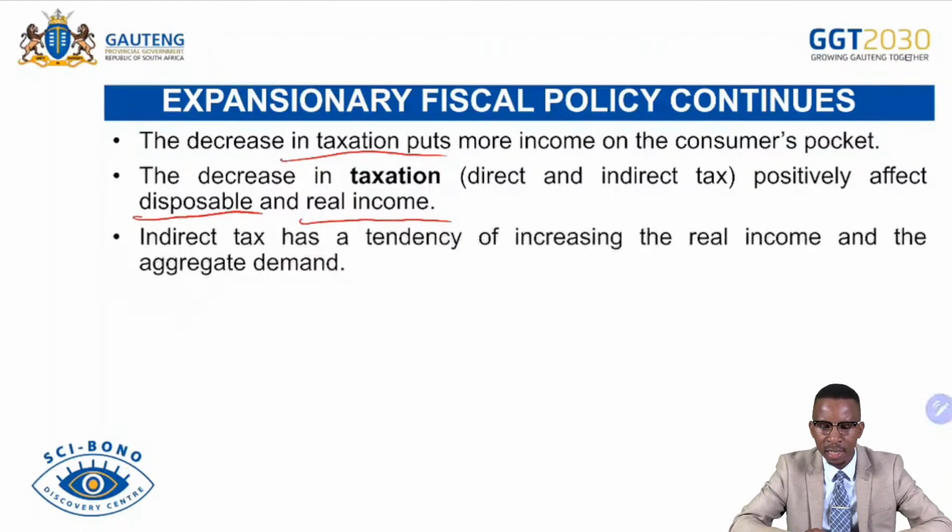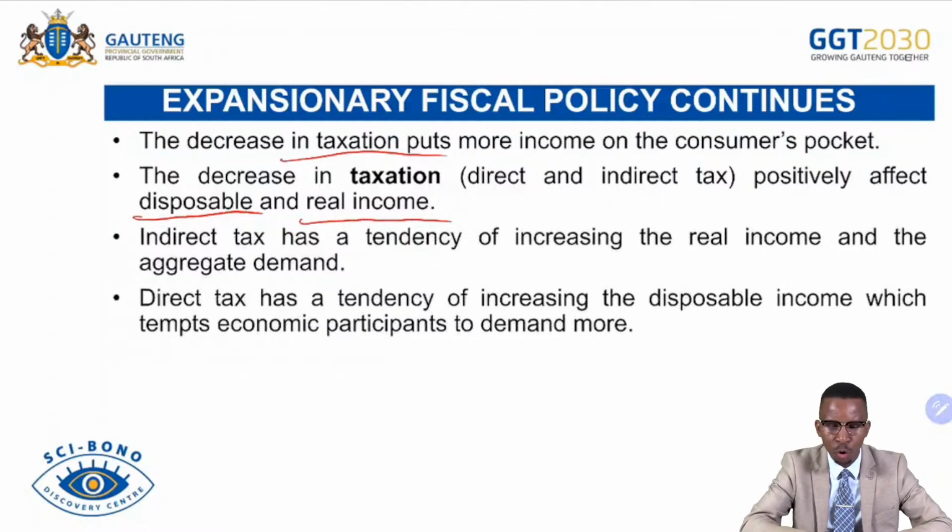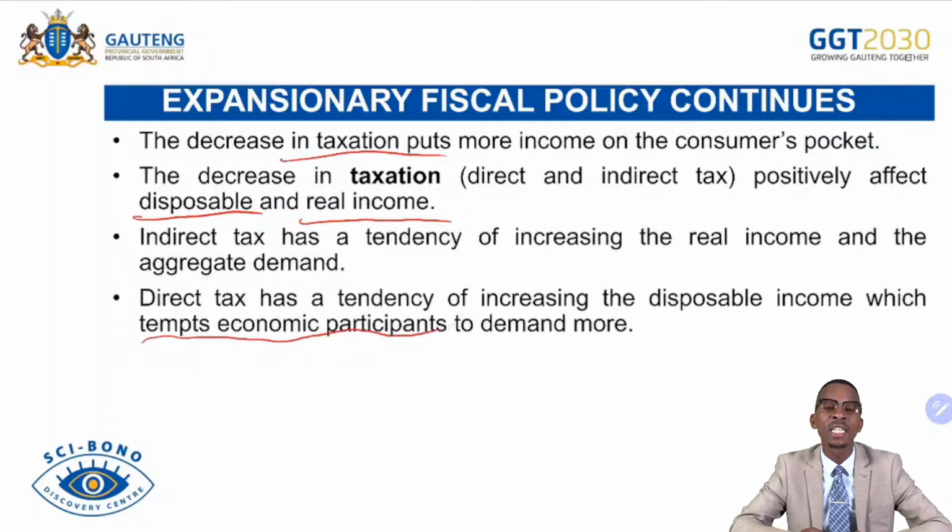Indirect tax has a tendency of increasing the real income and aggregate demand, like I've mentioned. Direct tax has a tendency of increasing the disposable income, which tempts economic participants to demand more. Like I've mentioned before, people are always tempted to spend whenever the level of income increases.